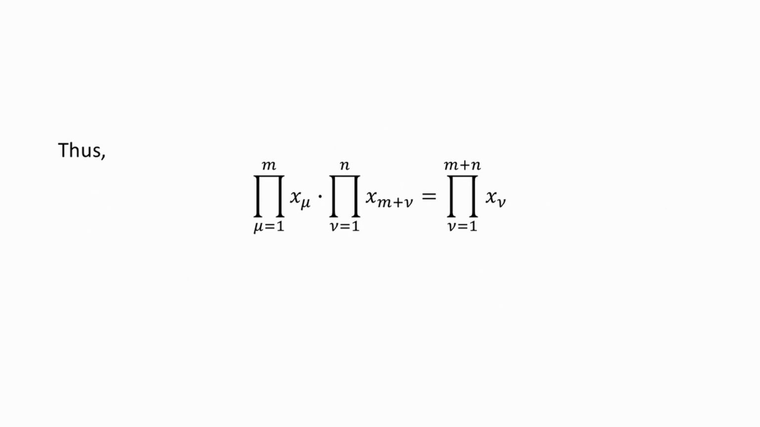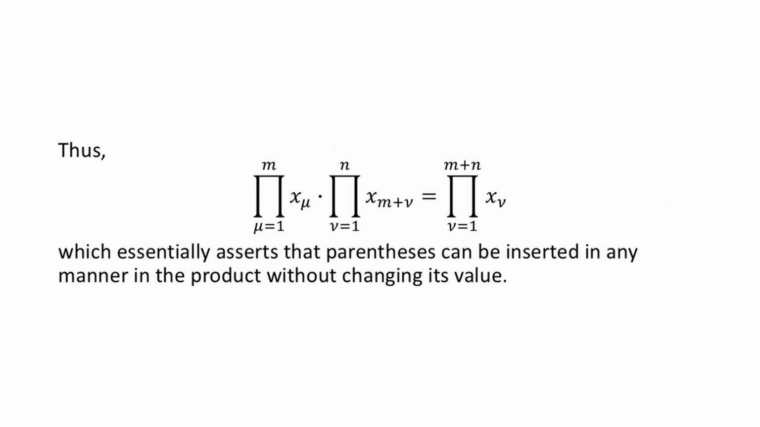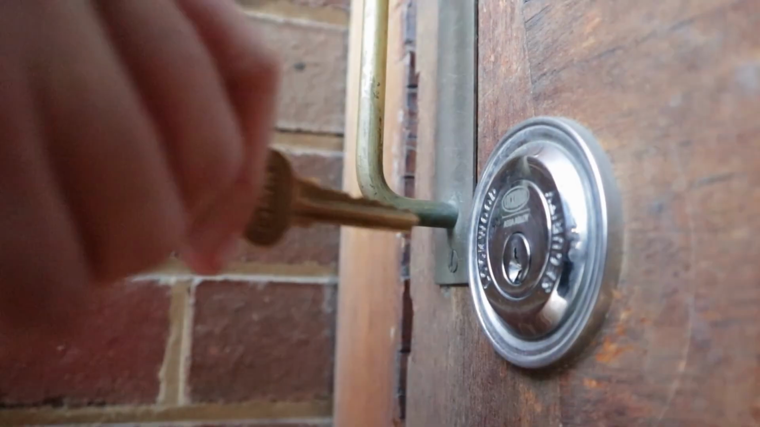Thus, we show that this equation is true, which essentially asserts that parentheses can be inserted in any manner in the product without changing its value. In other words, we answered the question: why can we add brackets wherever we want in a product without requiring us knowing what multiplication is? This is the key of mathematics.